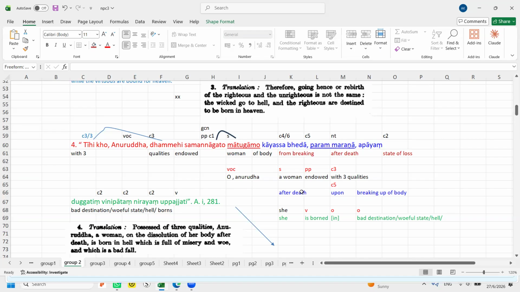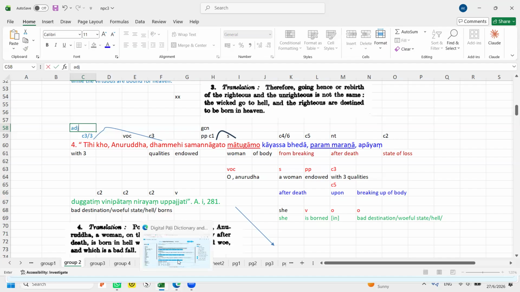Okay. Now, what you do is, can you see the word here? This one ends with a. Normally, it can be ablative. It can be instrumental. So this is an adjective to this. Because ti is three. Tihi with three, that means with three dhamma. So the word dhamma here we translate as quality.